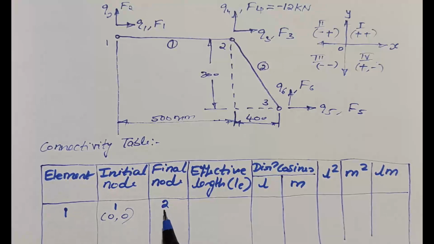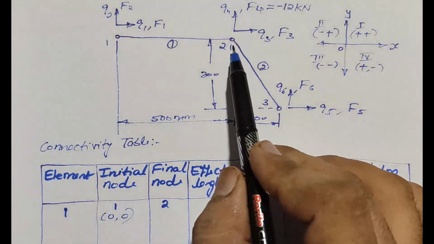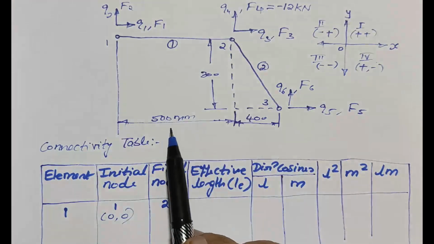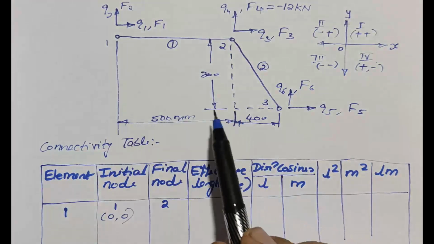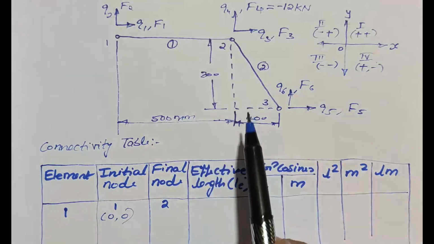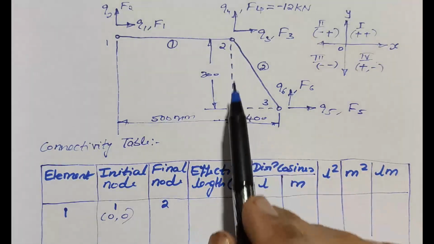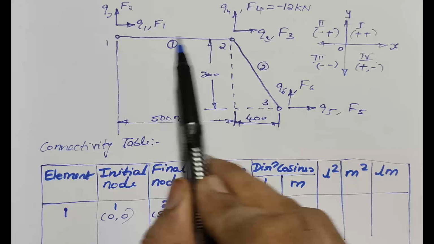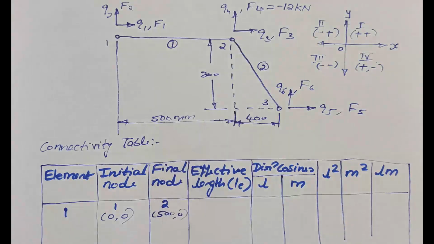Next, second node, node number 2. If this is origin, from here to here the length is 500 in X direction, but in Y direction no length. So the coordinate for node number 2 is 500, 0. Now length of the element. Length of the element it is given 500 mm. So length of the element is 500 mm.